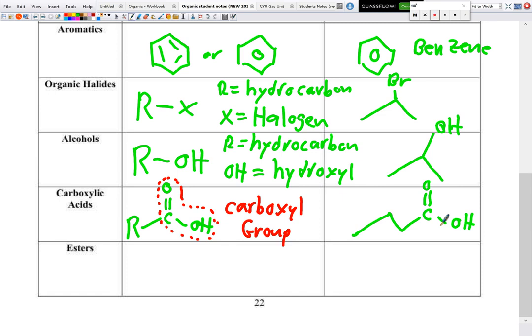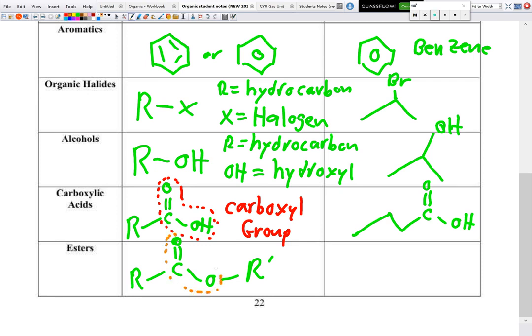Finally, our esters. We will see a hydrocarbon group, C double bond O, O, and then we will have a different hydrocarbon. So that's just going to represent R with the little dot up above there to indicate that it is a different hydrocarbon group. And of course, this needs a name.